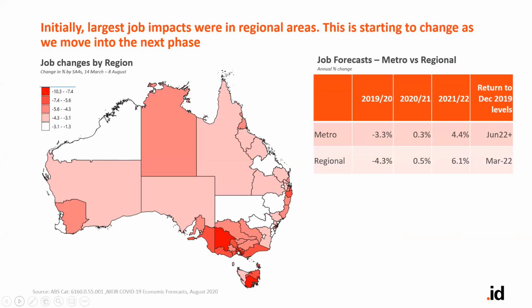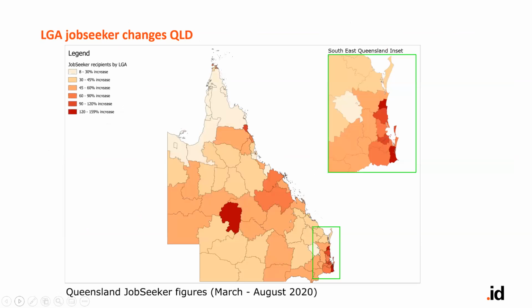So initially the largest impacts were in our regional areas, and that was partly because we just had bushfires. We were still in the middle of drought. There were things hitting our regional areas as compared to our metro areas, whereas this is starting to change as we're moving through our next phase. And we can see what's happening in our border communities, in particular between New South Wales and Victoria, even between Queensland and New South Wales. Those border localities have been at a real disadvantage as well. Here's our local government area job seeker changes in Queensland.